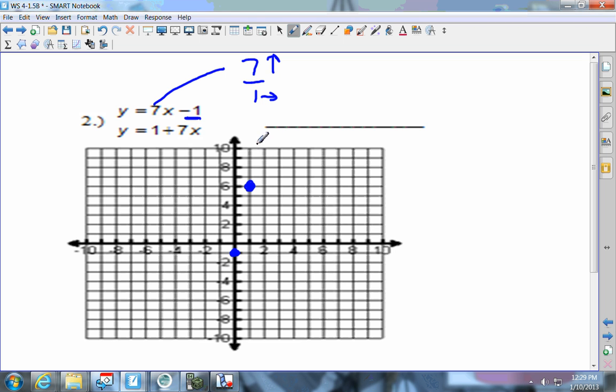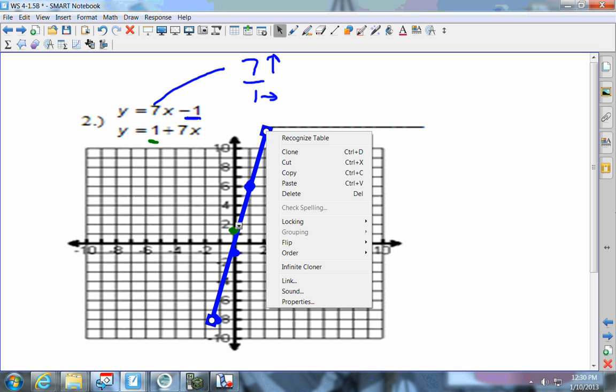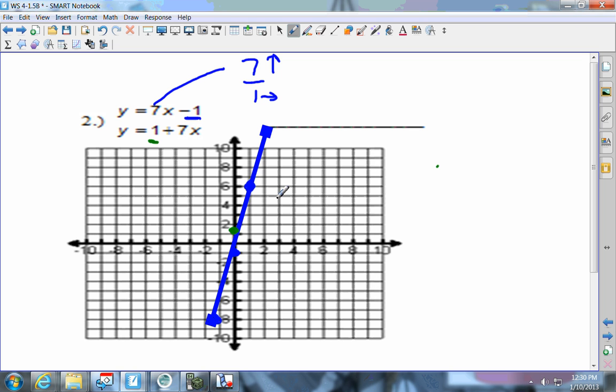I'll run out of room if I keep going up, so let me come back to my y-intercept and go backwards. I'm going to go down 1, 2, 3, 4, 5, 6, 7 to the left 1. Now I'm going to draw my line. Next one, my y-intercept is +1. So I'm going to go up here to +1. My line's kind of thick there. Let me see if I can move it over just a bit. So I have to be careful drawing these lines.